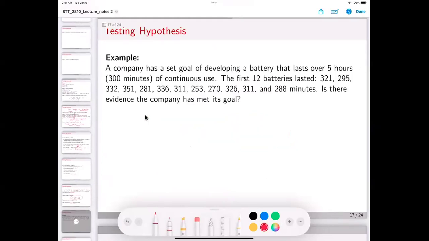So what I want us to do now is we are going to apply the same thing like we did for the proportion. So let's try to write the hypothesis for this. I'll write the hypothesis for this, and then I'll go to another example, and then you write the hypothesis for that. So when I look at this example here, it says that a company has a set goal of developing a battery that lasts over 5 hours. That is 300 minutes of continuous use. Now, the first 12 batteries lasted, they put in those minutes here. And then is there any evidence that the company has met its goal?